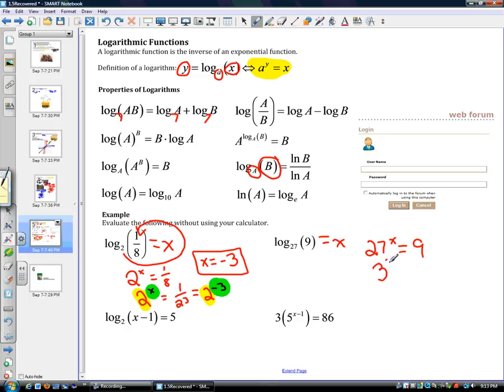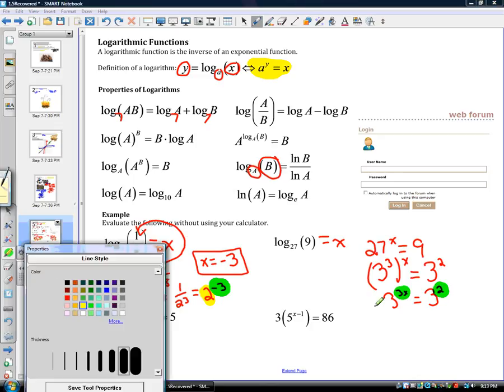So this is 3 to the third gives me 27, and it's raised to the x. And 9 is the same thing as 3 squared. Well, how does that help me? Because 3 to the 3rd, and then raised to the x is 3 to the 3x. And that is equal to 3 squared. And again, since my bases are the same, then that tells me that my exponents must be the same.